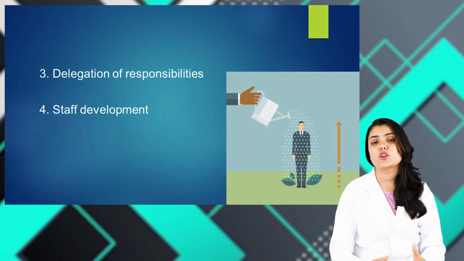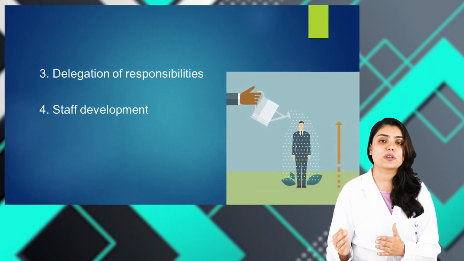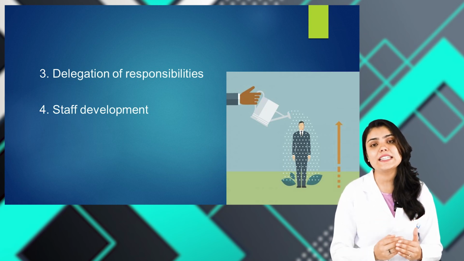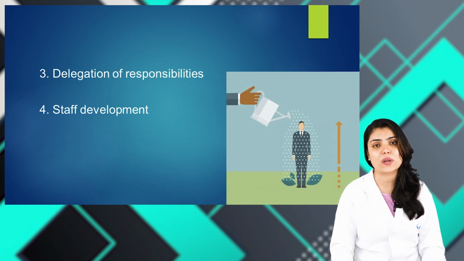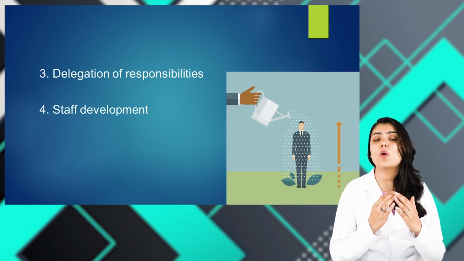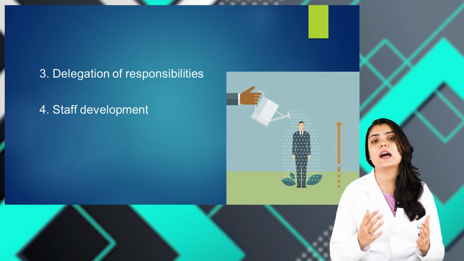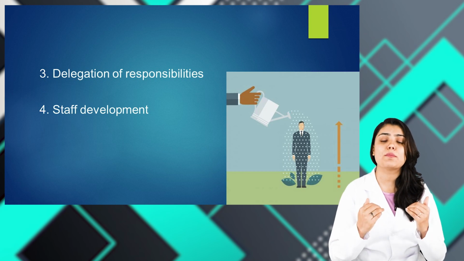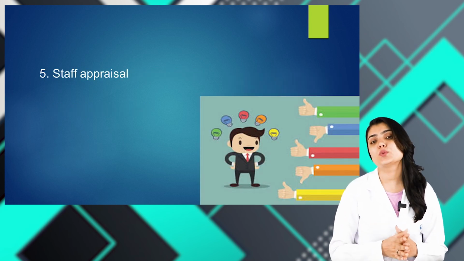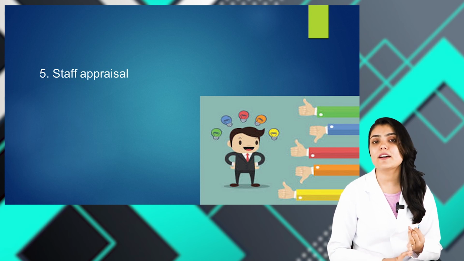The next purpose of job description is delegation of responsibilities. Obviously, delegating responsibility is one of the most important things for which a job description is required. The job description is where all the roles and responsibilities to be carried out are specified, and therefore it helps to delegate the responsibilities in a much better way. And the last two purposes of job description are for staff development as well as for the appraisal of the staff.